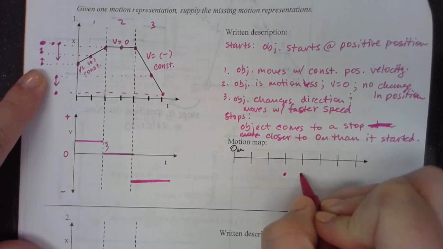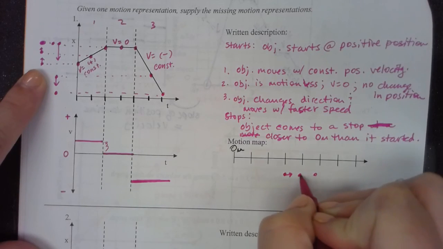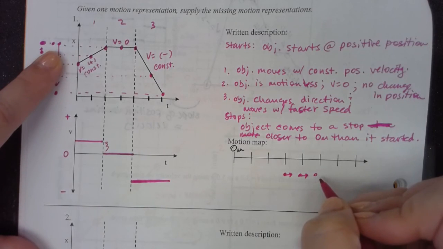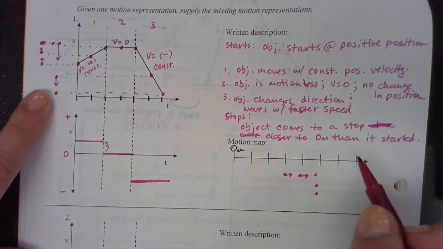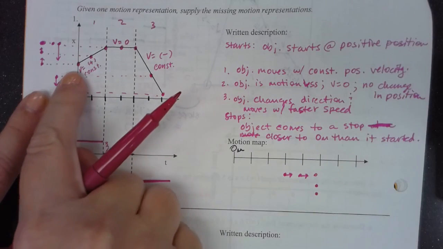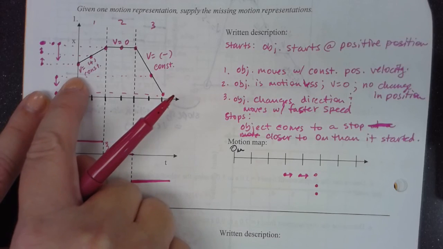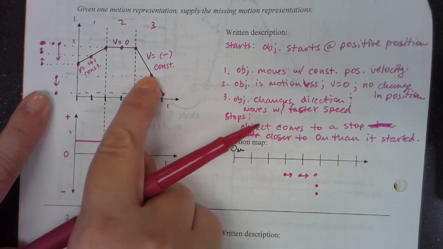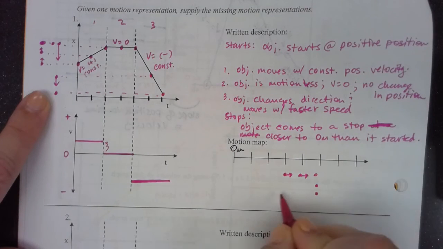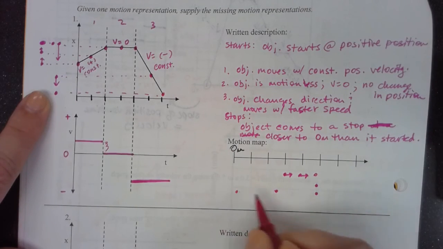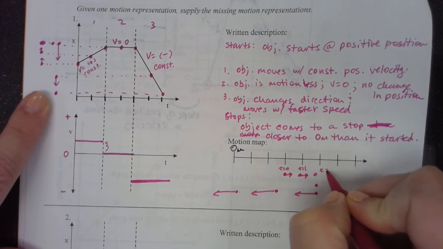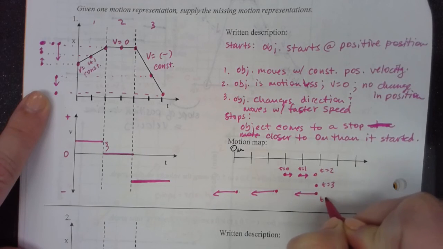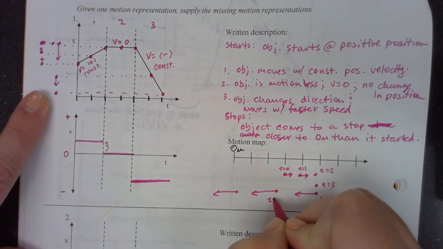And I need 3 dots that are going in the positive direction. And then my object stops moving for 2 seconds. My estimated 2 seconds. My 2 units of time. How about that? Then it comes back, and I can tell that this dot is going to be closer to 0 than my first dot was. Get my arrows. So I put these so that it's really clear where my motion started.